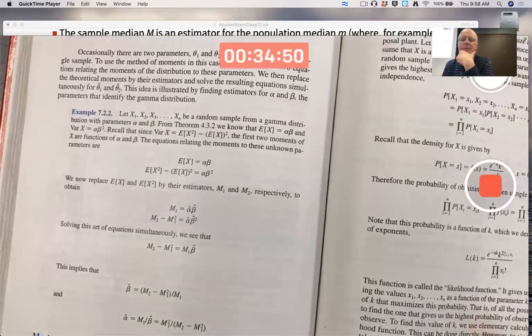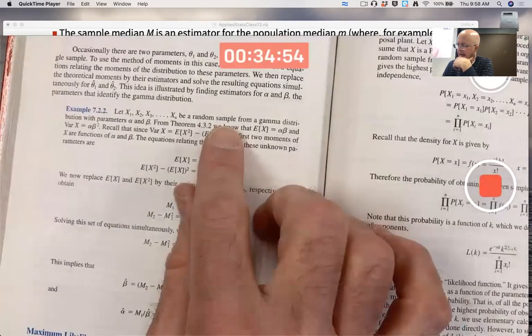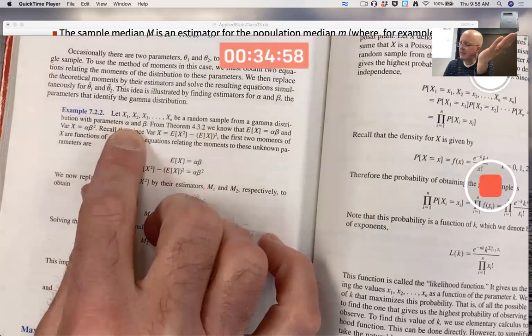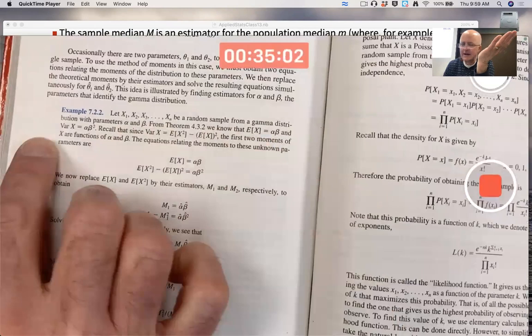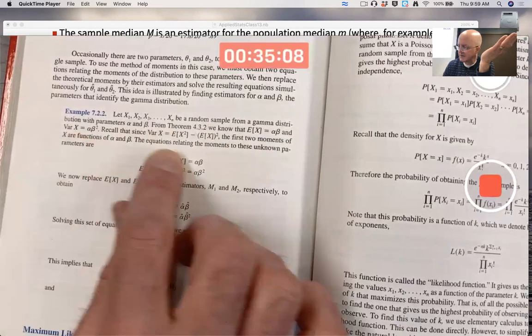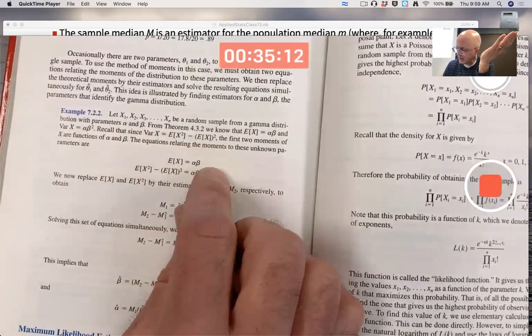Let's quickly recall the method of moments. You got a random sample from a gamma distribution with parameters alpha and beta. Looking up in the table for a gamma, the mean of a gamma is alpha times beta, and the variance is alpha times beta squared. Variance also does equal this, as you know. So in other words, these equations are true.